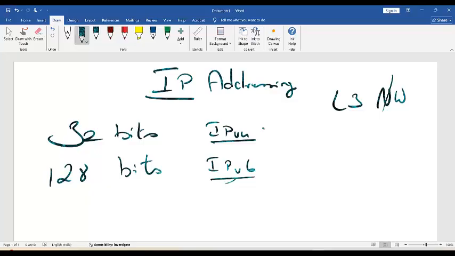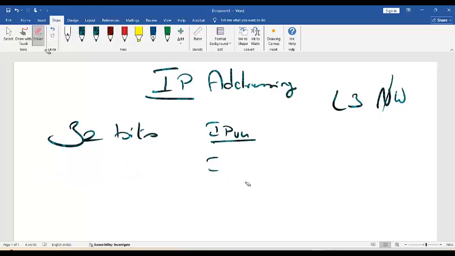Now, we are not going to focus on the 128-bit address now. First we'll focus on 32-bit. Later, after learning routing protocols, we will have a good introduction to IPv6. Now, IPv4. It's a 32-bit address size.